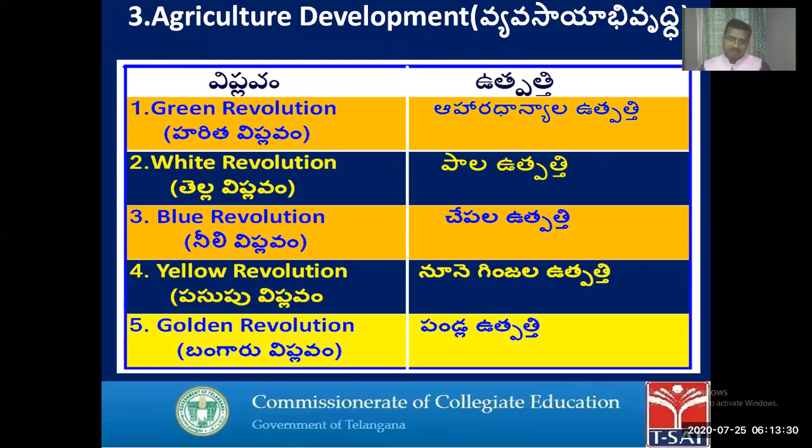And we have seen that one of the objectives of India's 5-year plans was agriculture development. In agriculture development, we have achieved the green revolution with production of various crops. Especially we have achieved the white revolution also regarding milk production. We also achieved the yellow revolution, that is increase in production of oil seeds. And we have also seen the golden revolution, increase in the production of various fruits. So this is all agriculture development.